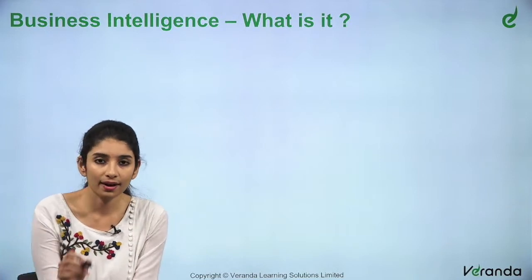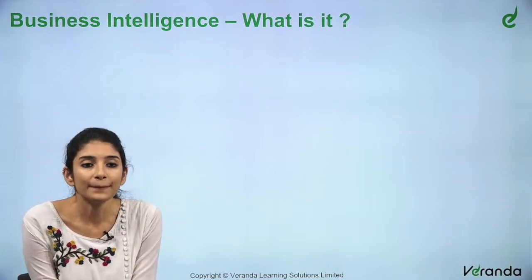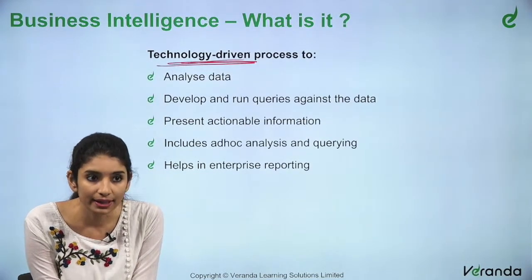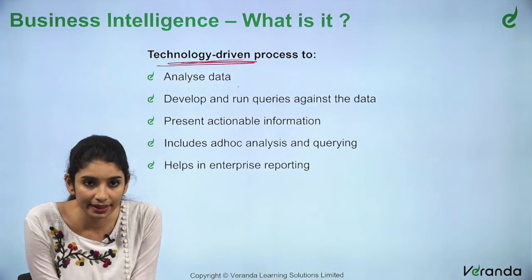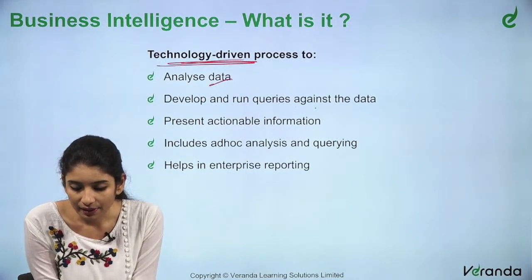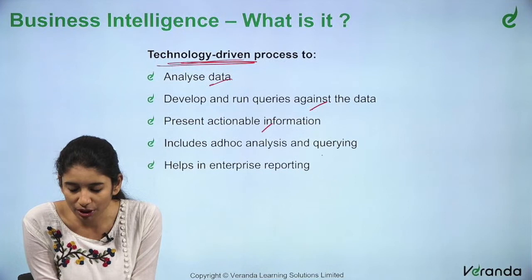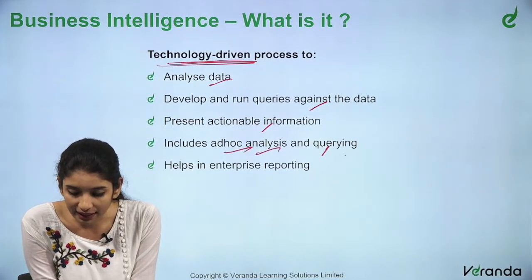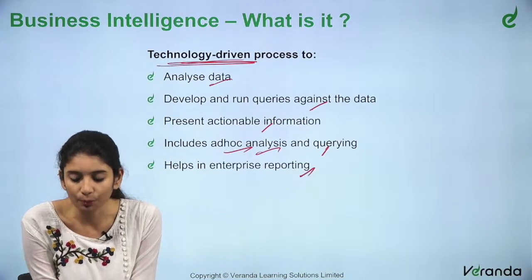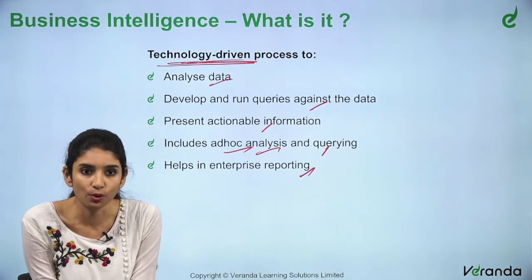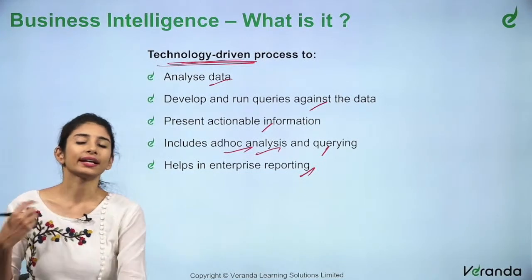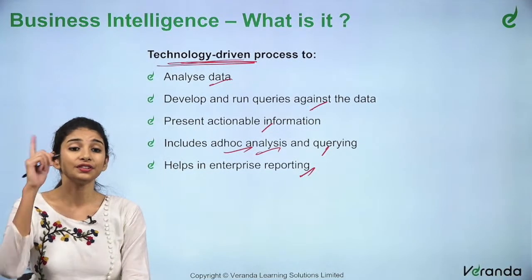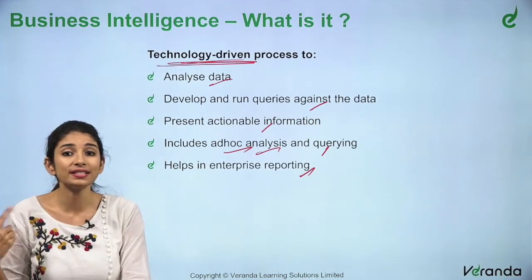Done with data analytics. Next question is on business intelligence. What is business intelligence? It is a technology-driven process to analyze the data, develop and run queries, and present actionable information. It includes ad hoc analysis as and when required. Ad hoc analysis and querying help in enterprise report planning and reporting. Okay, so business intelligence is a technology-driven process to analyze the data. Please note, it is different from business process automation. This is business intelligence.